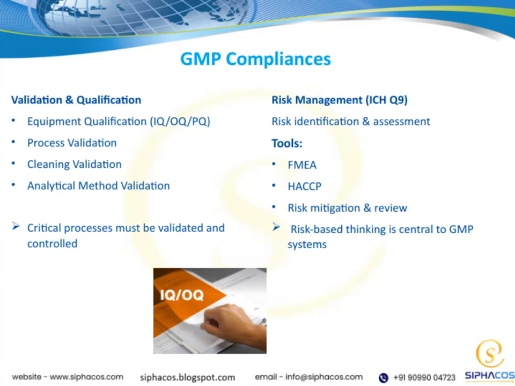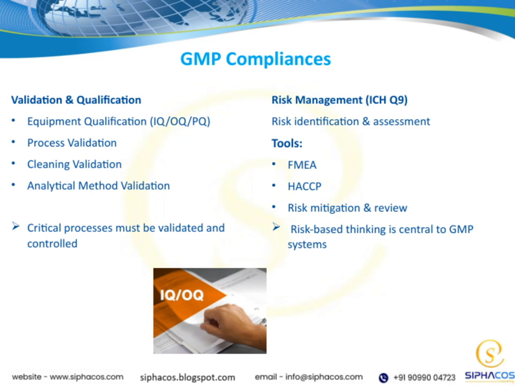Let's take a closer look at risk management, according to ICH Q9. First, it involves risk identification and assessment, which are essential steps to understand where potential issues might arise in our processes. To do this effectively, we utilize tools like FMEA, or failure mode and effects analysis, which helps us identify possible failure points and their impact.